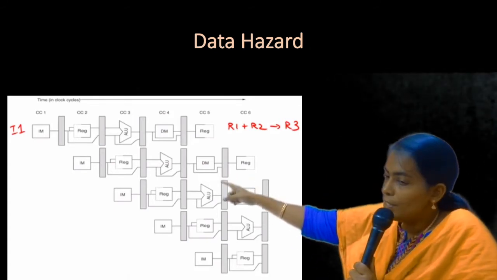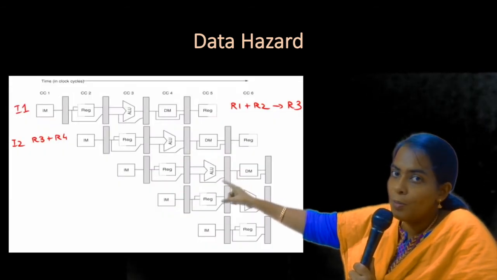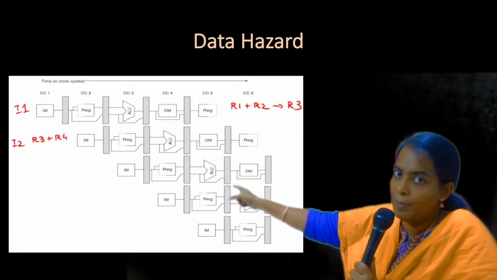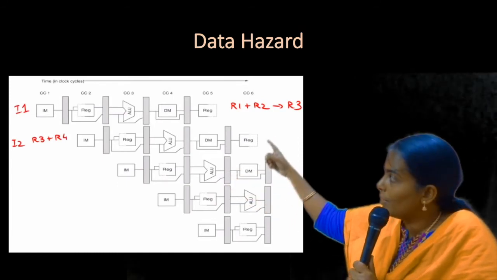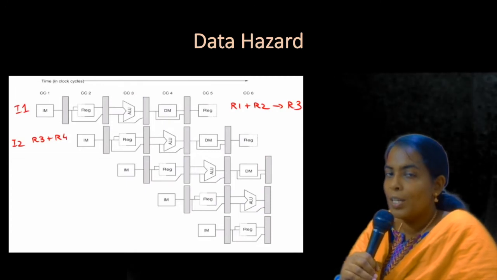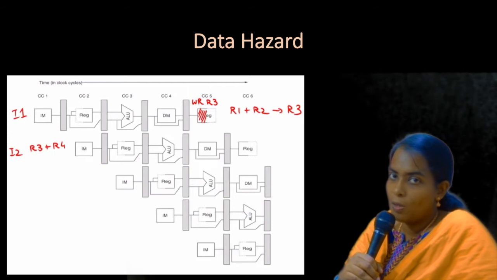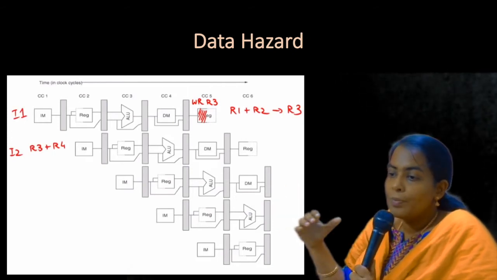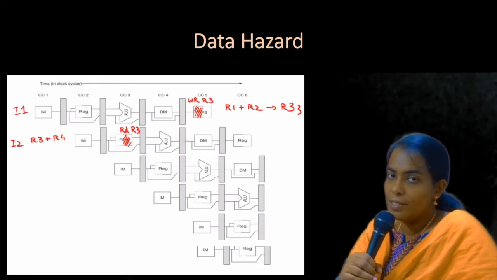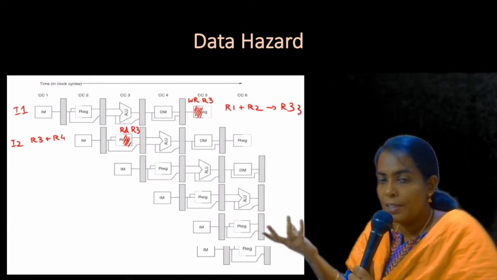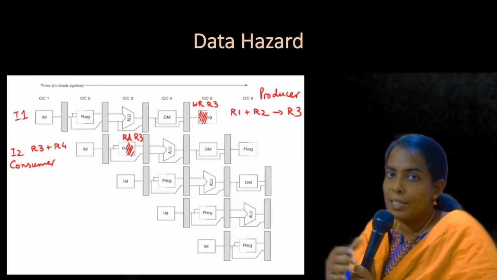But you can visualize that the second instruction I2 is performing R3 plus R4. Here R3 plus R4 requires R3 at the 3rd clock cycle. But R3 is available only at the end of the 5th clock cycle. Here R3 is required during the 3rd clock cycle itself, which has not been completed by the first instruction. So this is the problem of the data hazard.